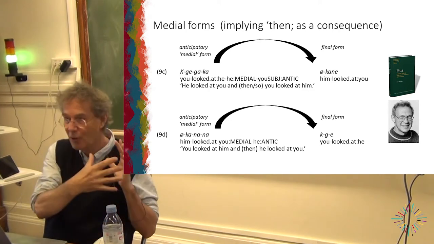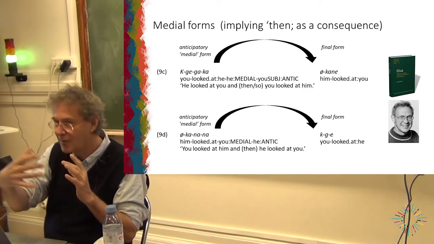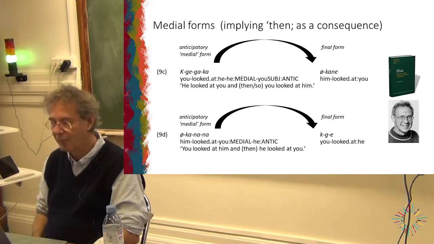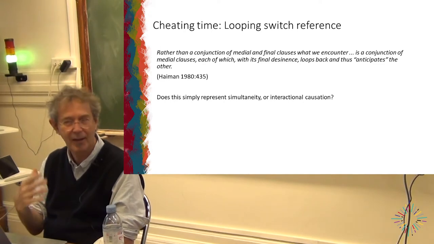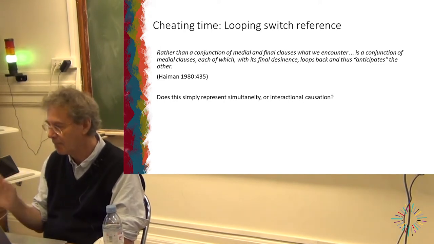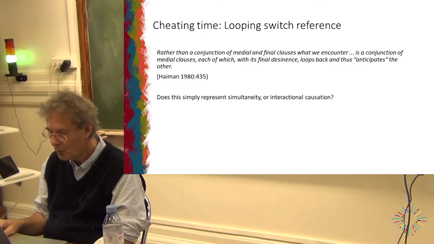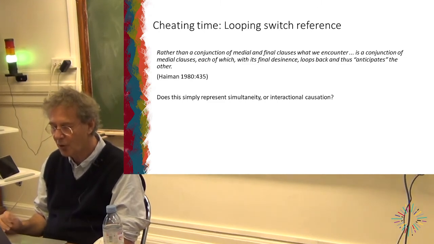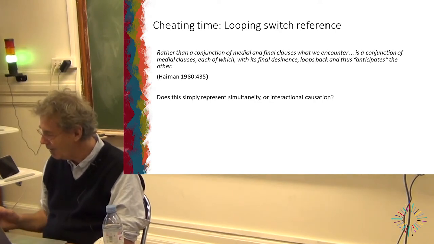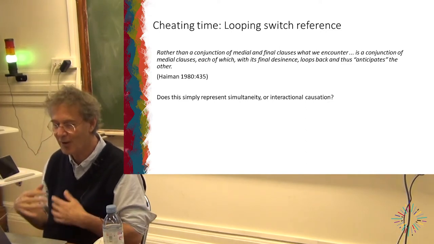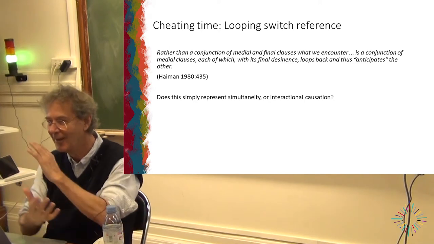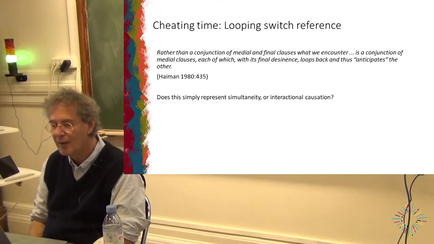All right, so you've got this first verb, which is the medial verb with its anticipatory form, and then you get to the final form. He describes this in his grammar. It's just like, and then X did this, and then Y did something. John Haiman describes the way that this construction gets coerced in a way particular to reciprocal constructions, which allows you to cheat time, to get around the linearity of the normal spoken language signal.